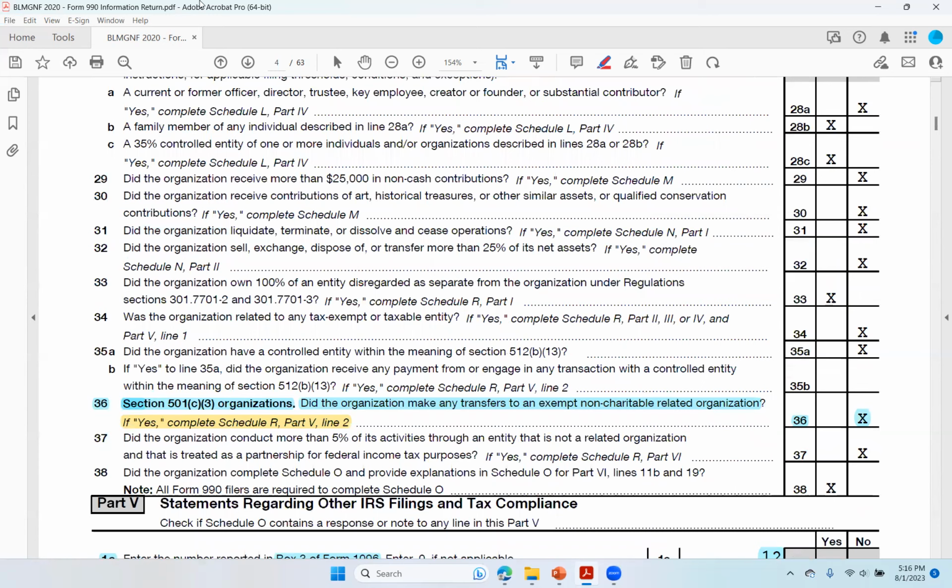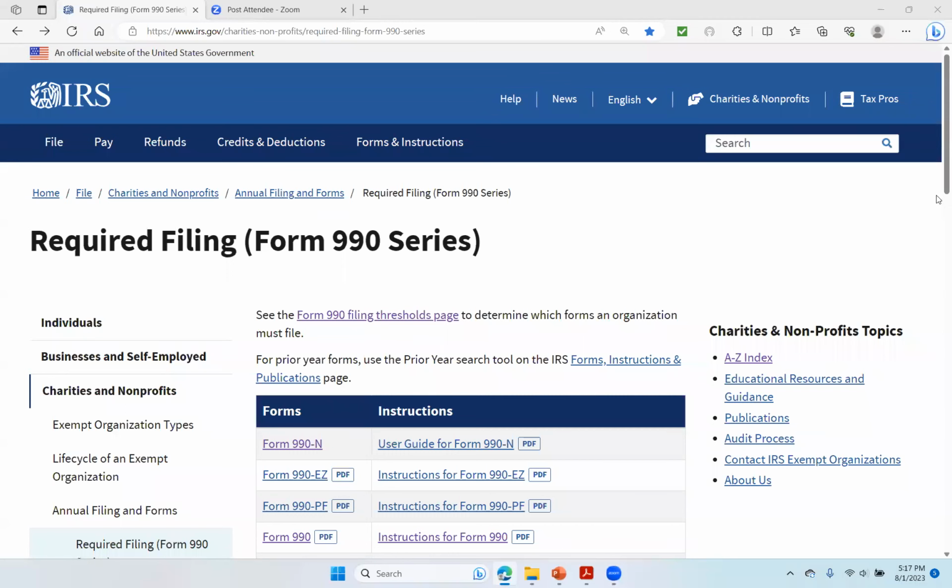I want you to see what the schedules look like, and I'm going to focus on the schedules that I listed that they were supposed to include in the Form 990 information return. So I am on the required filing Form 990 series page, and if you want to find that page, here is the path that you can follow. You will go to the home page, which is irs.gov. You will click on File. You will click on Charities and Nonprofits, and then you will click on Annual Filing and Forms, and then you would see Required Filing, Form 990 Series.